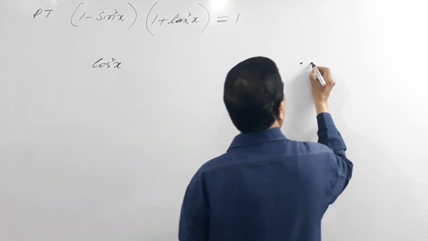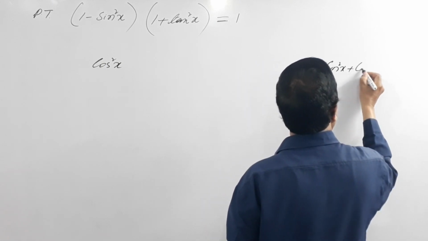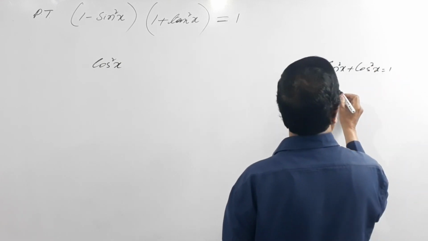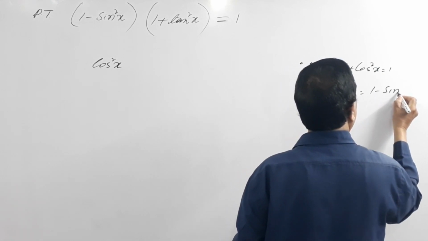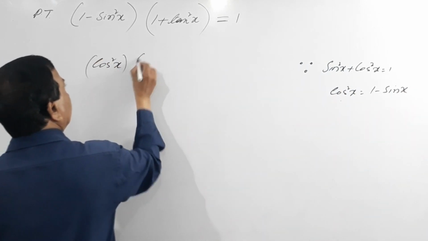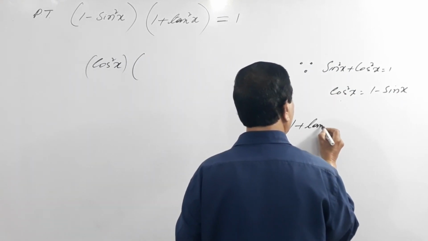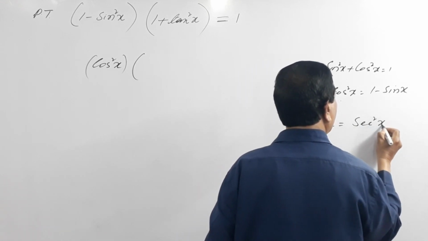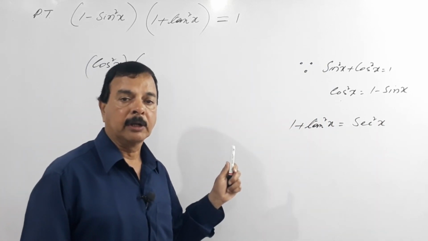Since sin square x plus cos square x equals to 1, therefore cos square x equals to 1 minus sin square x. I am going to use it here. We know that 1 plus tan square x equals to secant square x. I told you formulas are very important, which you are supposed to remember.